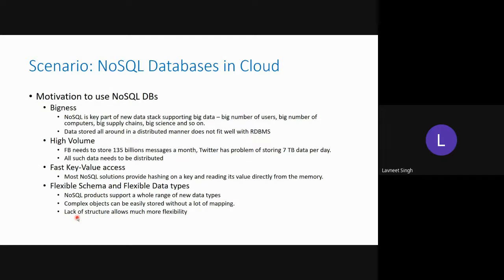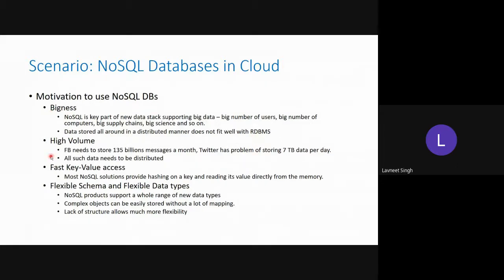So these scenarios: bigness, high volume of data, fast key value access, and flexible schema or data types. If your database requirements are like that, then you can use a NoSQL database; it is more appropriate. It will be more useful to use a NoSQL database. It is a better fit to these scenarios than a typical RDBMS.